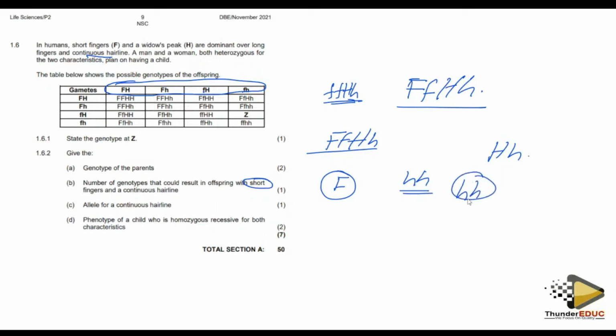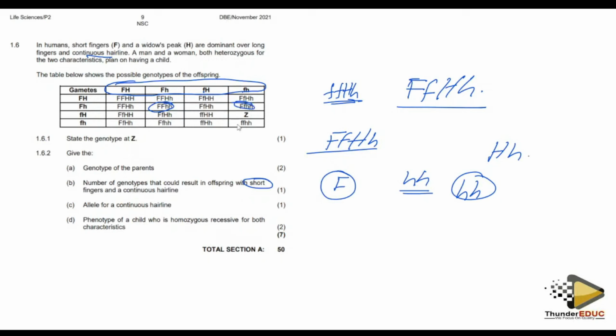So I'm going to look for where there is a small letter, and also I'm going to look for where there is a capital F. So once I get that, then I'll be able to identify how many individuals there are. So I'm going to say capital F, small h. This is the first one, the first individual. This is the second individual.